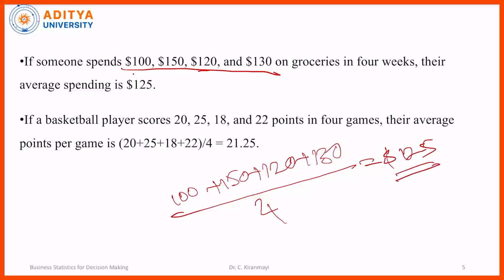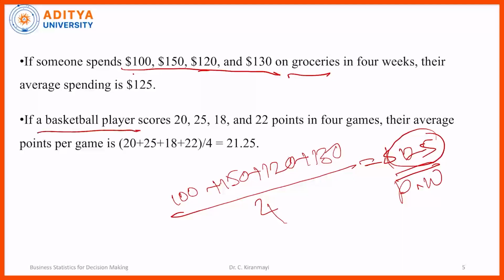That is, this is the spending towards groceries per week. So, on an average in a week the family spends $125. So, this is how we can use the measure mean in real time situations.